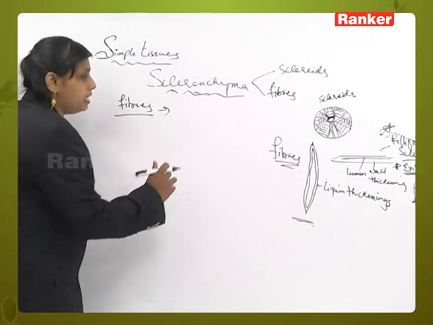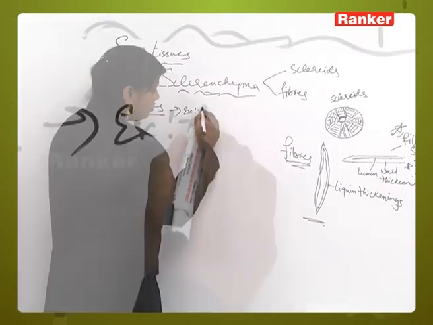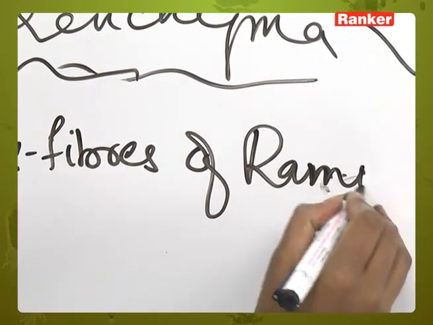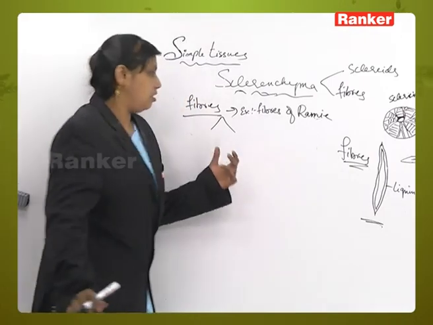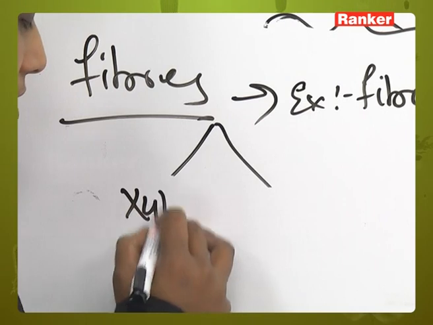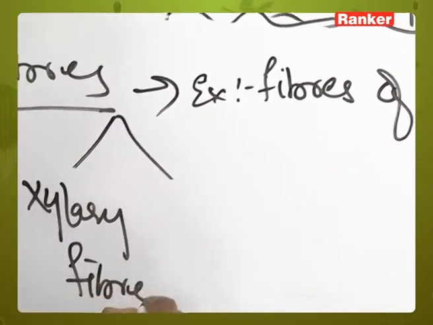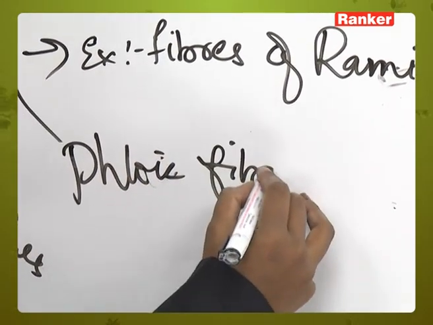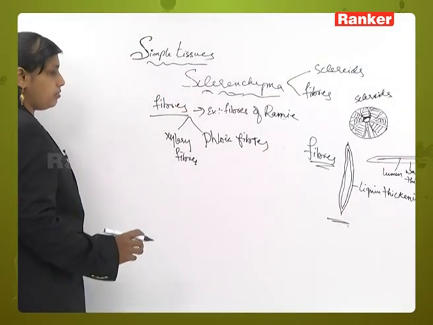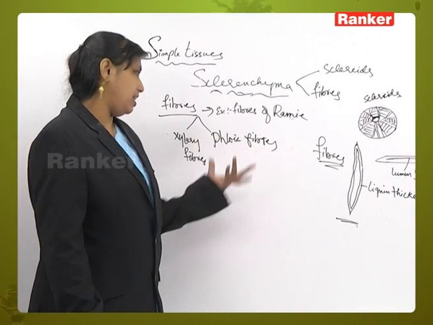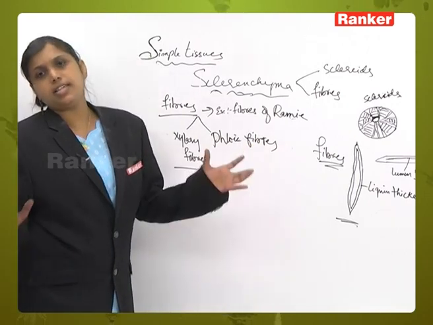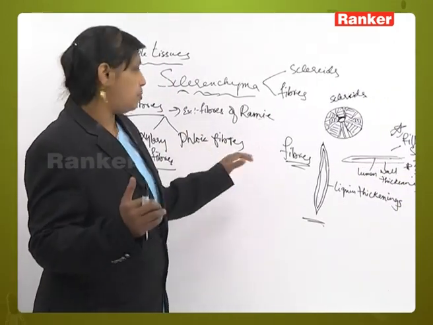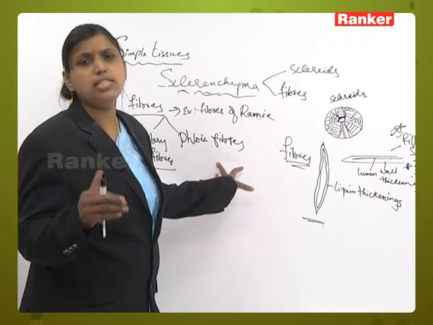An example for this is the fibers of ramie. In Sclerenchyma there are two types of fibers, xylary fibers and phloic fibers. As the name itself indicates, the fibers which are present in the xylem tissue are called xylary fibers. The fibers which are present outside the xylem, or in the phloem tissue, are called phloic fibers.